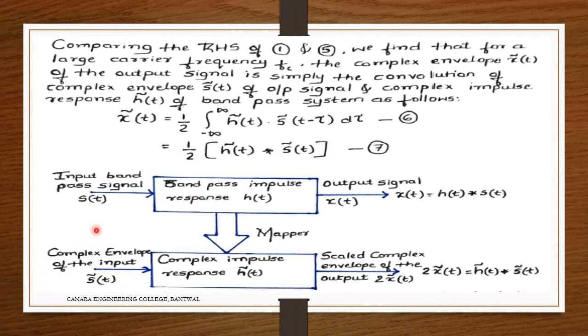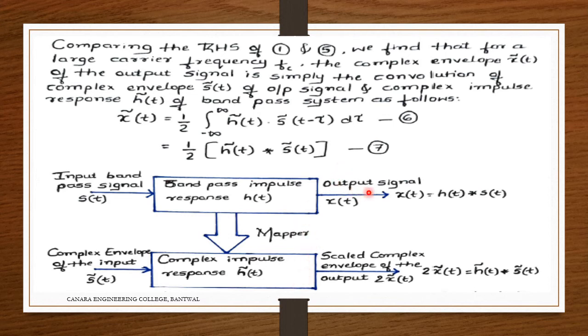The input bandpass signal s of t is being taken here and given to the bandpass impulse response h of t. So this is the system, with impulse response h of t. Then the complex envelope of the input, s cap of t, goes through the complex impulse response h cap of t of the system. So the system has both responses, the natural impulse response and the complex response, and they have both been mapped.